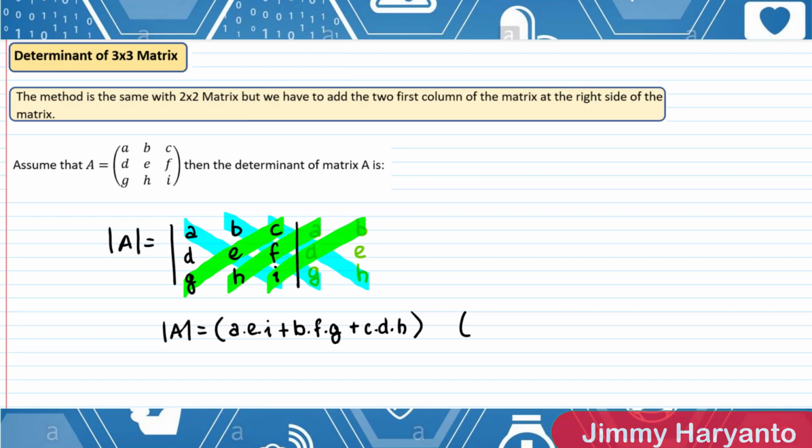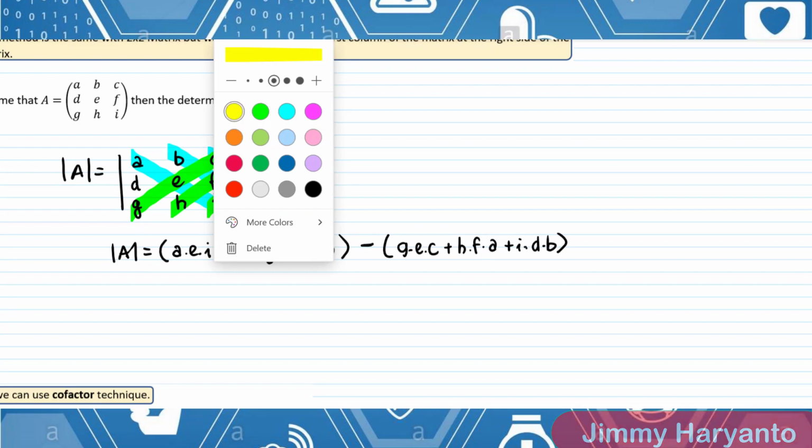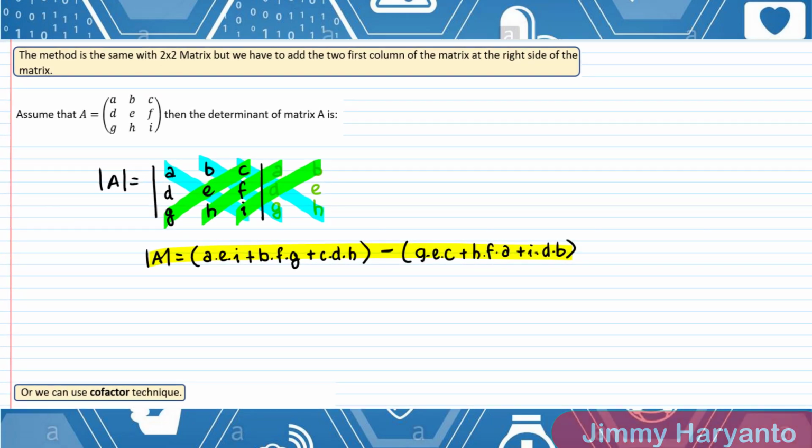and this one. Start from the bottom left, go to the top right. G times E times C plus H times F times A plus I times D times B. There you go. This is how to calculate the determinant of a 3 times 3 matrix. But for the first result and the second result, we have to subtract them. Please remember that for Sarrus method, the first result and the second result have to be subtracted like this. Okay, this is how to find the 3 times 3 determinant.